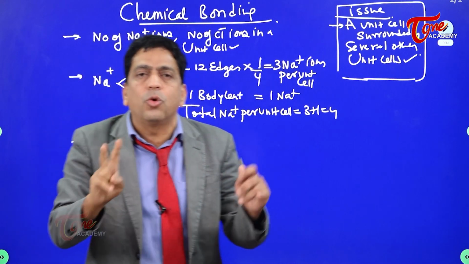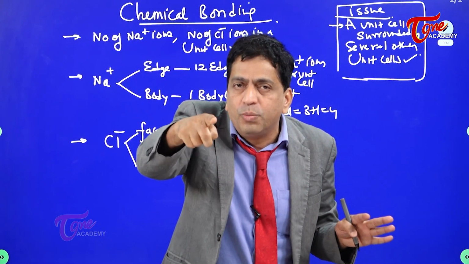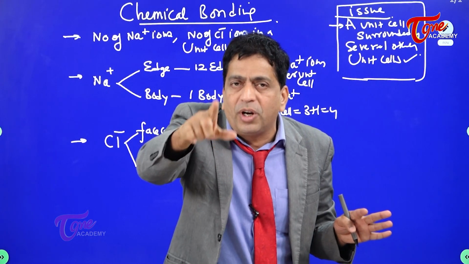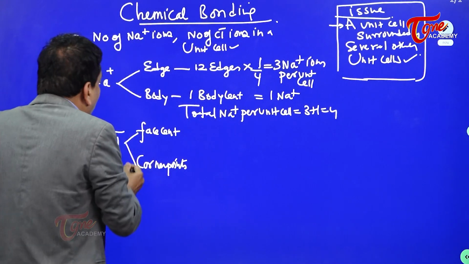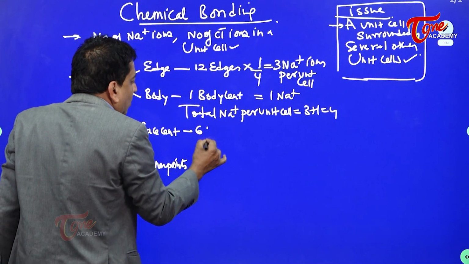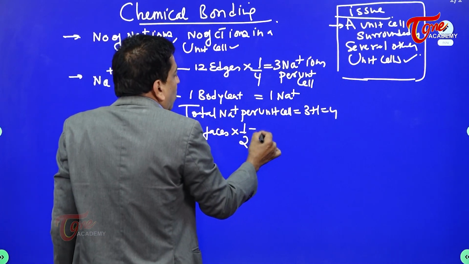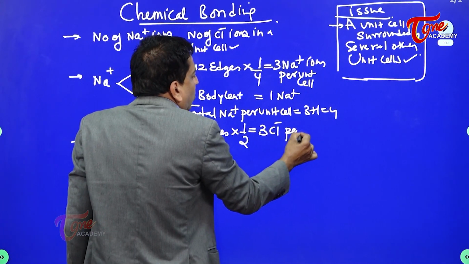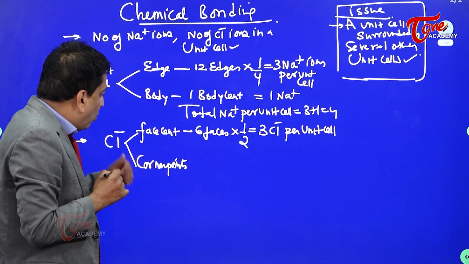A wall can be common to only 2 rooms, right? So the point is actually shared by 2 rooms. If a cake is shared by 2 people, its contribution is only half. And you have 6 faces like that. So face-centered are 6 faces and its contribution is only half. So you have 3 Cl− per unit cell. You must understand, right? And you have corner points.